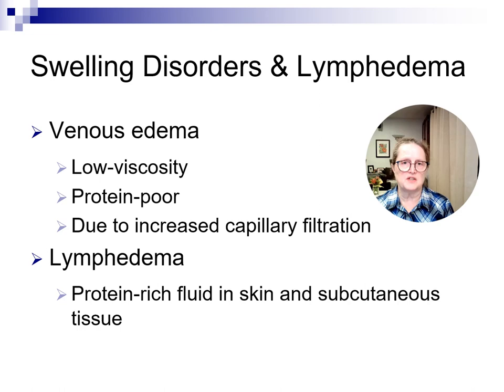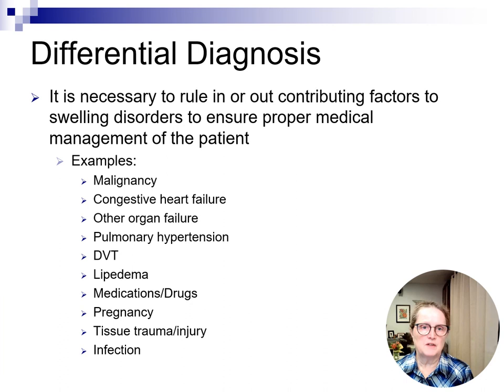When considering a diagnosis of lymphedema, it is important to rule in or out other contributing factors to swelling disorders. Differential diagnosis needs to consider the presence of other disease processes which may contribute to the development of swelling. Such processes include the presence of cancer, congestive heart failure, which is characterized by dependent edema with shortness of breath and fatigue, kidney failure, liver failure, pulmonary hypertension, which is commonly caused by sleep apnea, but can also be caused by left heart failure or chronic lung disease. Certain medications can contribute to lower extremity swelling, including calcium channel blockers and nonsteroidal anti-inflammatories.